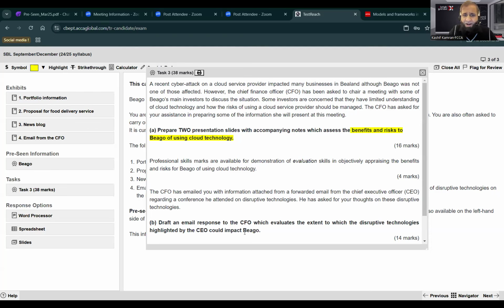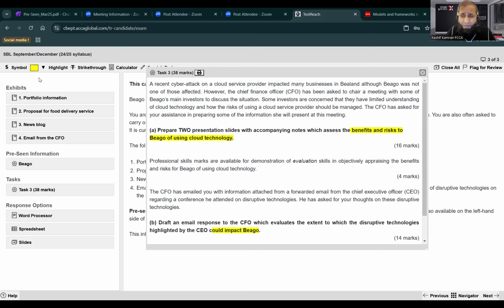And finally, draft an email to the CFO which evaluates the extent to which the disruptive technologies highlighted by the CEO could impact Biago. So disruptive technologies would be given in the exhibit. You just need to think about what will be the impact of the disruptive technologies on Biago. So how could they impact Biago? And generally, the word impact means positive and negative. So some of the disruptive technologies could have a positive impact, some could have a negative impact. So you keep that word impact open.